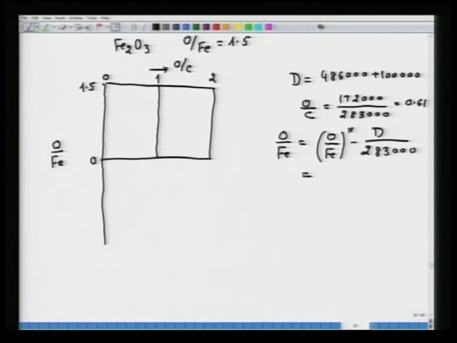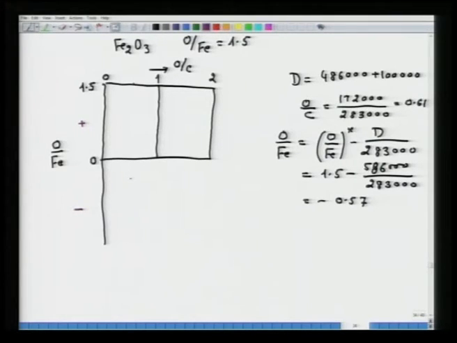So, O by Fe x is 1.5 minus 586,000 upon 283,000. So, this will be minus 0.57. So, let us take it now, this point somewhere here is let us say 0.61 and this side is plus and this side of course is minus. So, here somewhere let us take it 0.57.